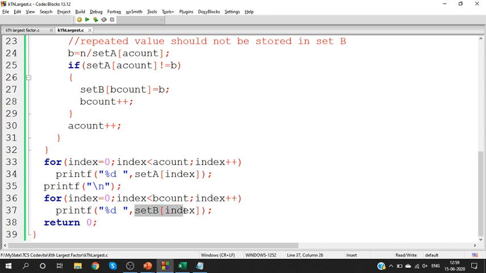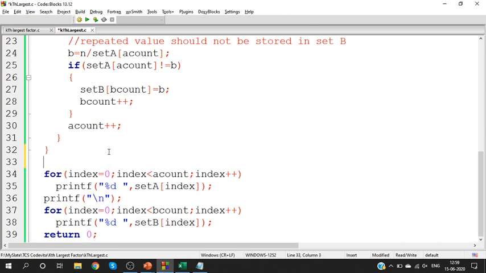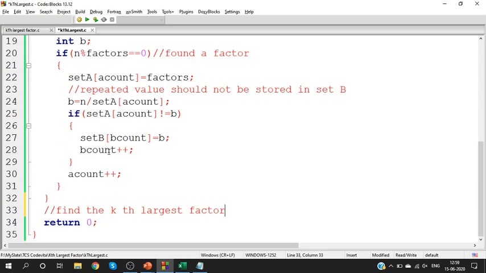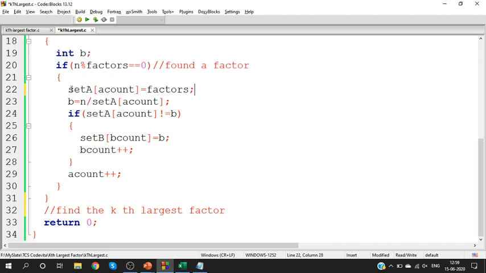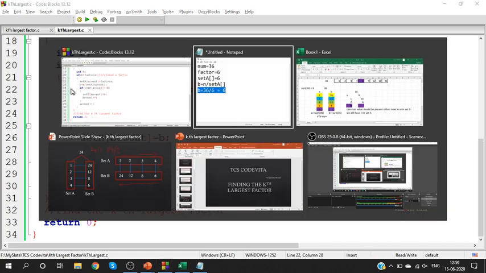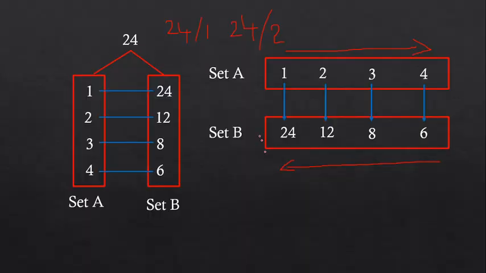So now what should you do? We are going to find the kth largest factor. I'll remove all these printers. We just need to find the kth largest factor. How can I find it? See here, set B has the highest factors, right? Set A has the lesser values, set B has the higher values.